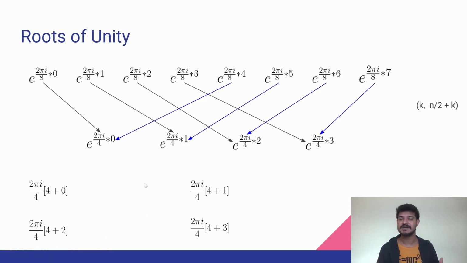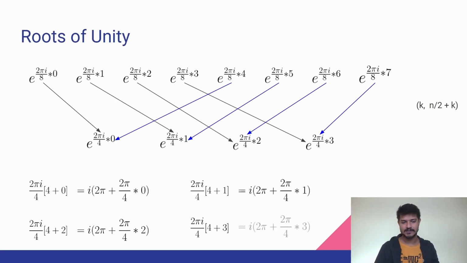But why have I written them as 4 plus 0, 4 plus 1, 4 plus 2, and 4 plus 3? 4, first of all, is n by 2. So instead of writing 4, you could have written n by 2, plus 0, plus 1, plus 2, plus 3. It is the same thing, right?